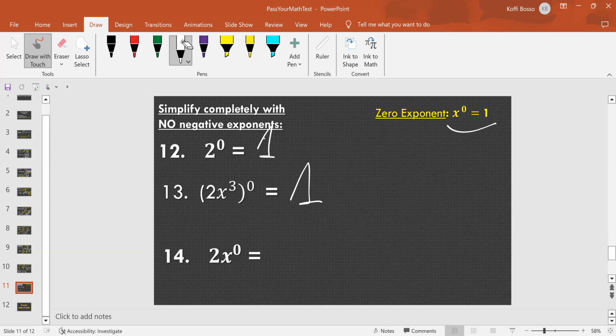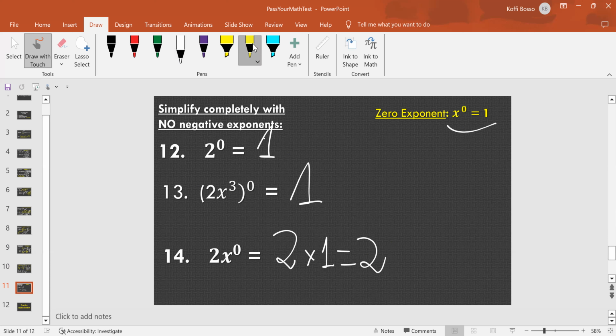Now, the challenge one is 14. Don't say that 14 is 1, because the power 0 is only for x. This 0 doesn't cover the 2. So we're going to have a 2 multiplied by 1, and the answer is 2.